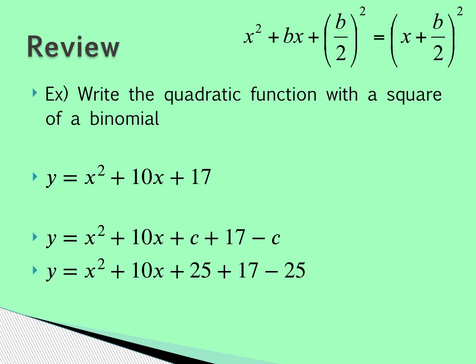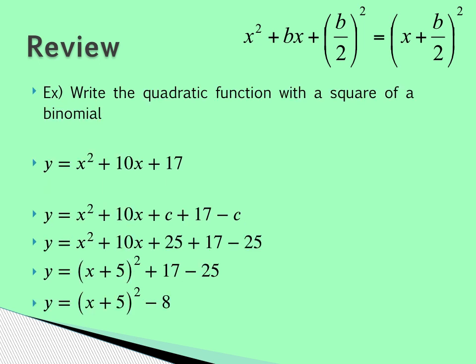Now, on the outside, I've got this 17 and this minus 25. Those terms I'm just going to combine together. So my answer here looks like y equals the binomial of x plus 5 squared. 17 minus 25 together gives me minus 8.